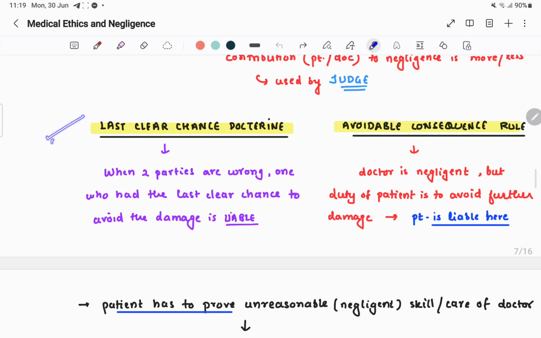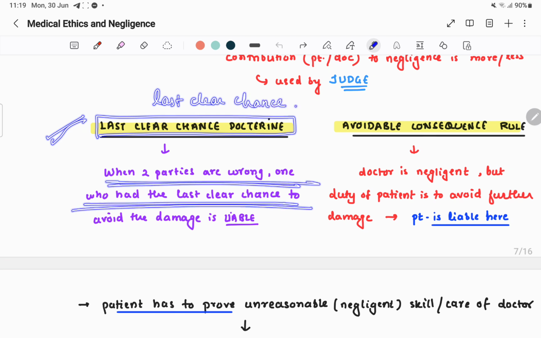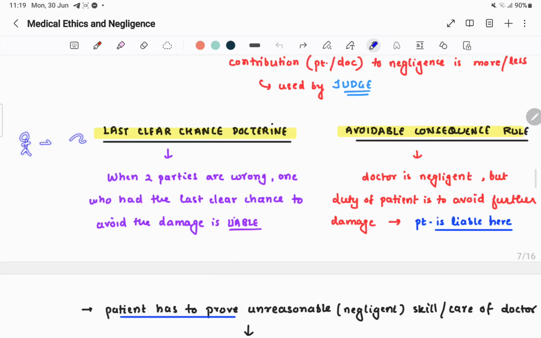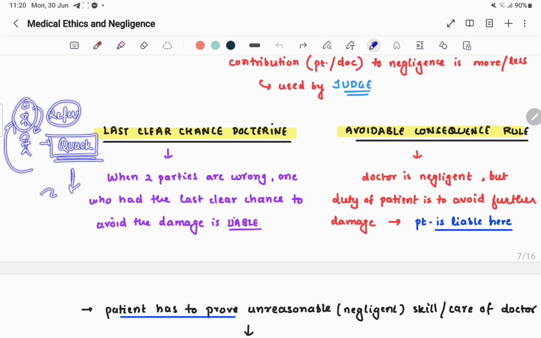We have some doctrines which are called last clear chance doctrine. Last clear chance. When 2 parties are wrong, the one who had the last clear chance to avoid the damage is liable. Means you told the patient to go to hospital, the patient was ill, you referred the patient and the patient goes to a quack. And the patient is suing you for your negligent act because he is more ill now.